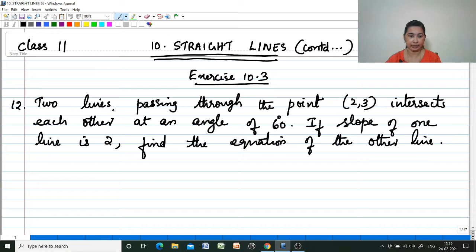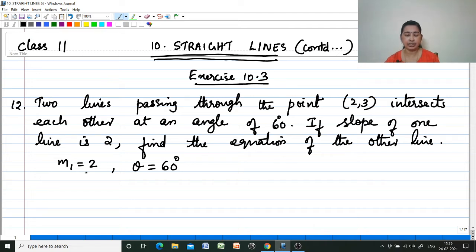Question number 12. Two lines passing through the point (2, 3) intersect each other at an angle of 60 degrees. So, the angle between the two lines is given as 60 degrees. If the slope of one line, that is m1, is equal to 2 and the angle between the two lines is given as 60 degrees, then we have to find the equation of the other line.